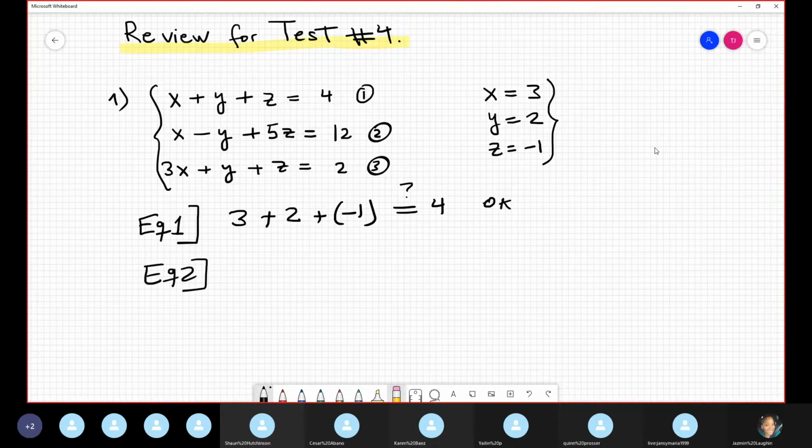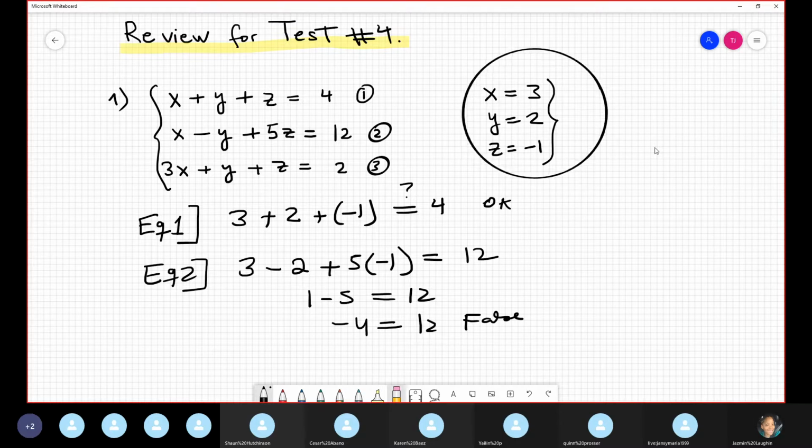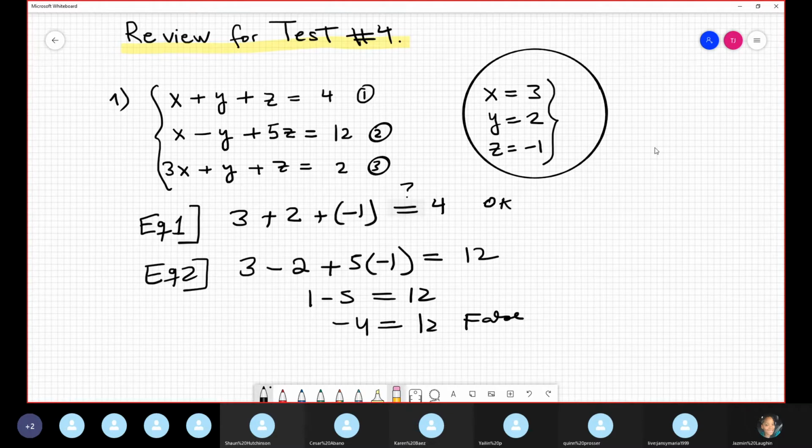Equation 2 is 3 minus 2 plus 5 times -1. Should be 12. This is 3 minus 2 is 1, minus 5 is -4. Of course, it's not equal to 12. It's -4. No equal to 12. This statement completely false. Therefore, this solution is not solution of our system. Any question? Super easy, eh?